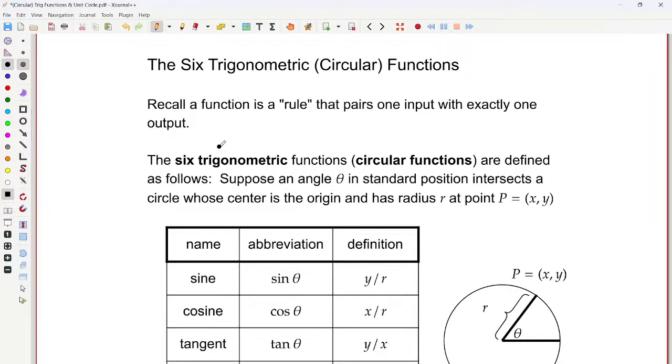Next definition. The 6 trigonometric functions, which I think should be called circular, so I will call them circular. The 6 trig functions. A function's a rule. One input, exactly one output. We already went through that. So we're going to take an input. We're going to take an angle. Someone's going to say, pi over 6.